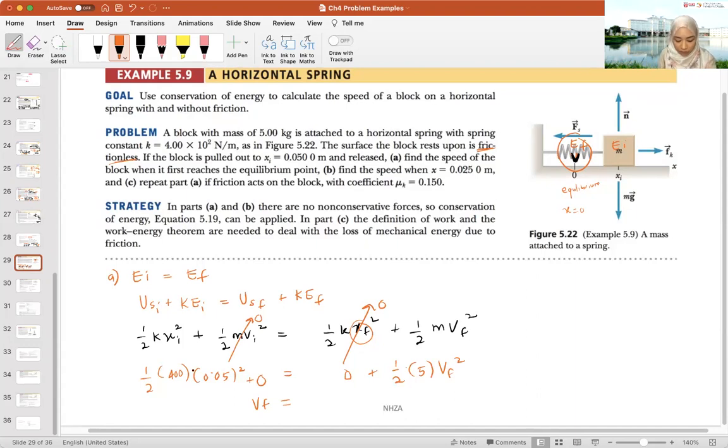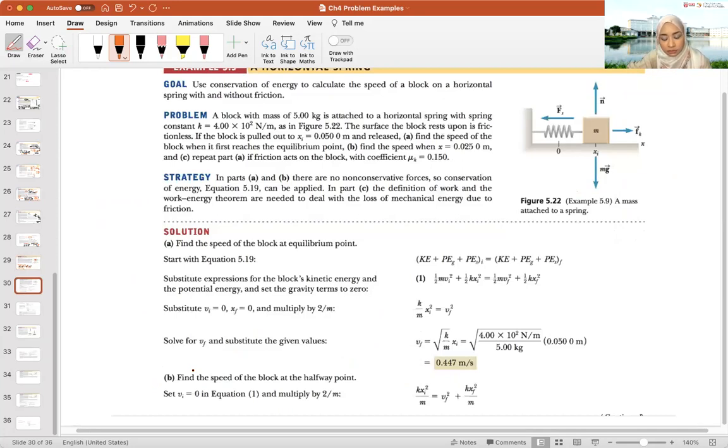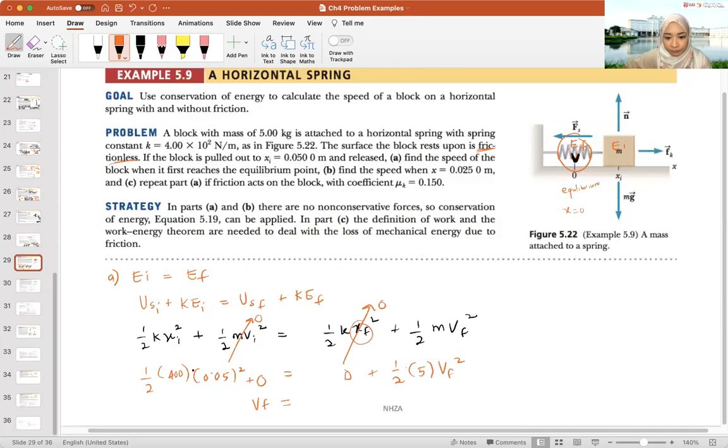Okay, so 400 times 0.05 divided by 2. Sorry, 0.05 squared divided by 2. So I get times 2 divided by 5, square root that. I'll get 0.44. Is that the answer? 0.447, yeah, sama. So V final is 0.447 meter per second ataupun 0.45, boleh.